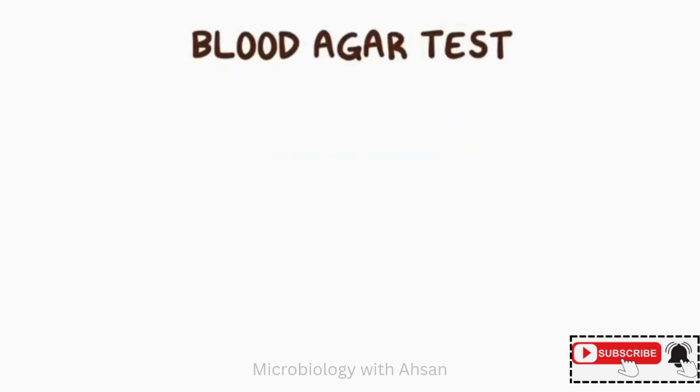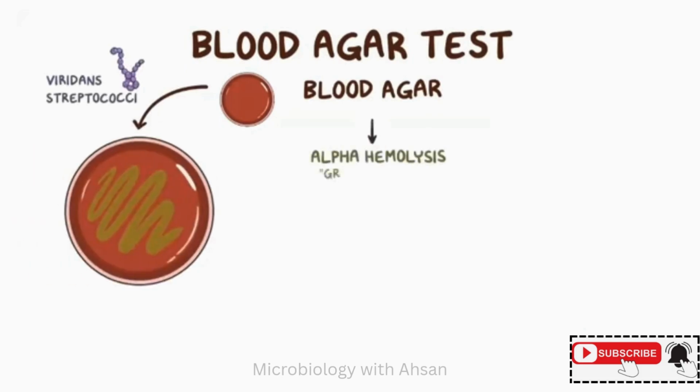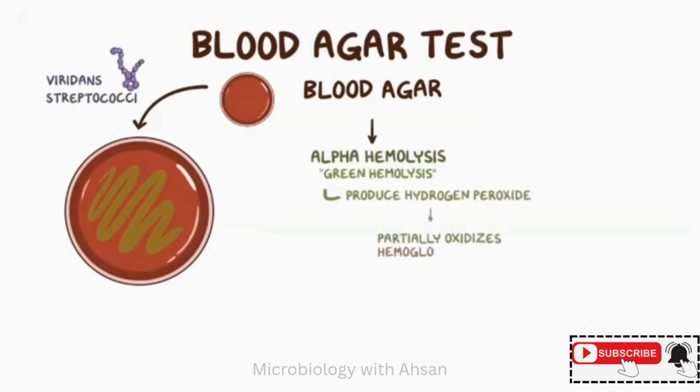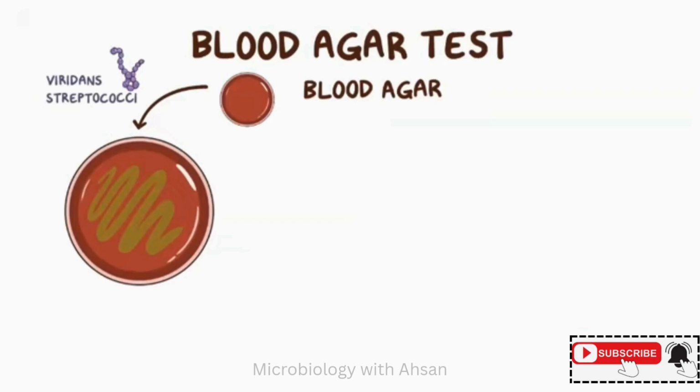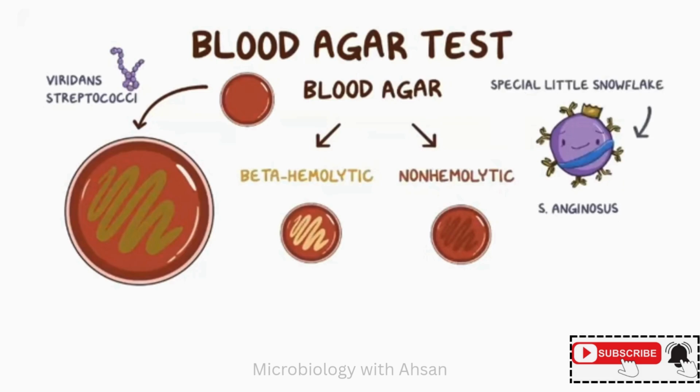Okay, now, when cultivated on a medium called blood agar, Viridans Streptococci colonies cause alpha-hemolysis, also called green hemolysis, because they produce hydrogen peroxide, which partially oxidizes initially red hemoglobin in the blood agar to green methemoglobin. One way to remember this is to think that viridans means green in Latin. Some species in the Streptococcus aeruginosus group, however, can also be beta-hemolytic or non-hemolytic. These guys are special little snowflakes.